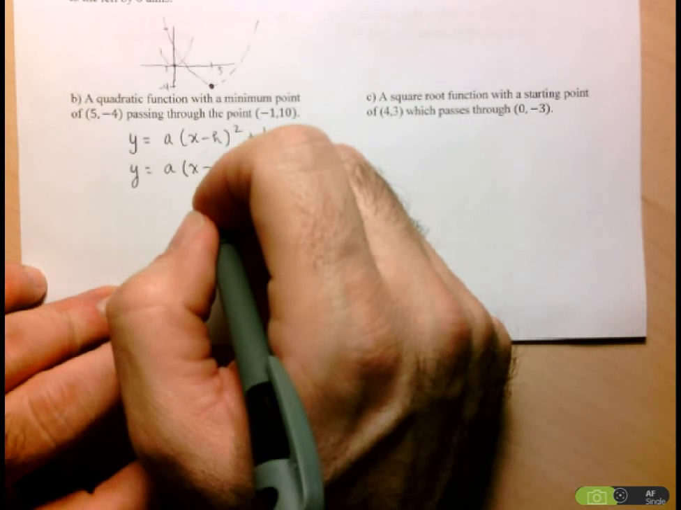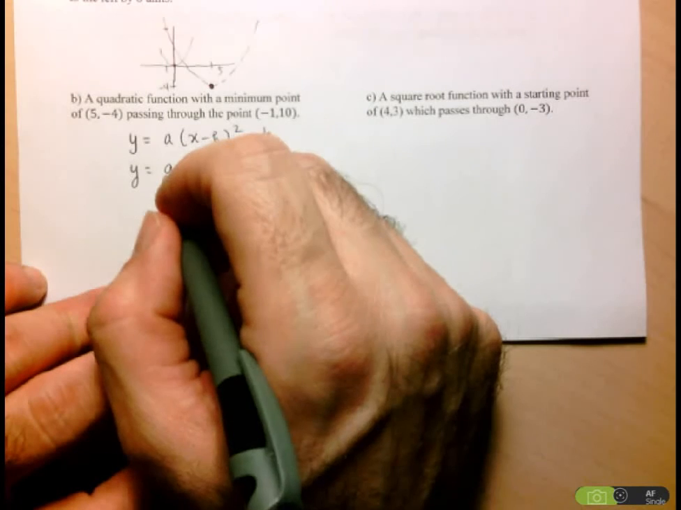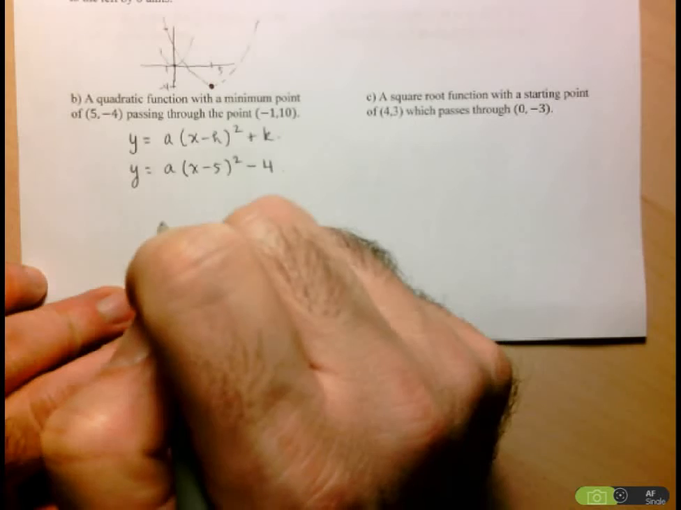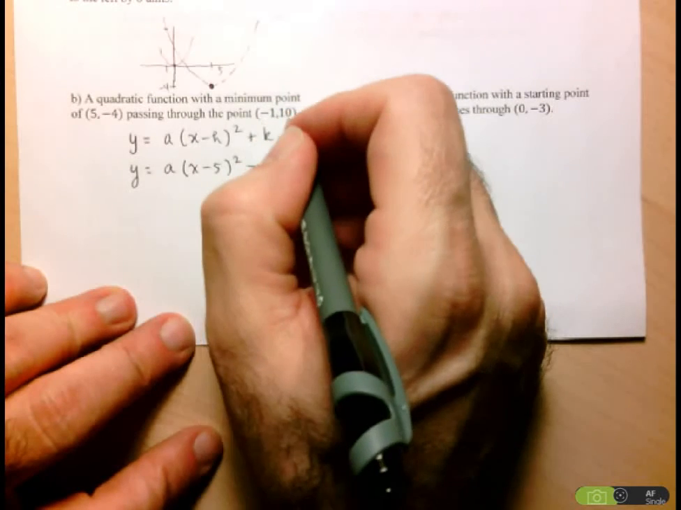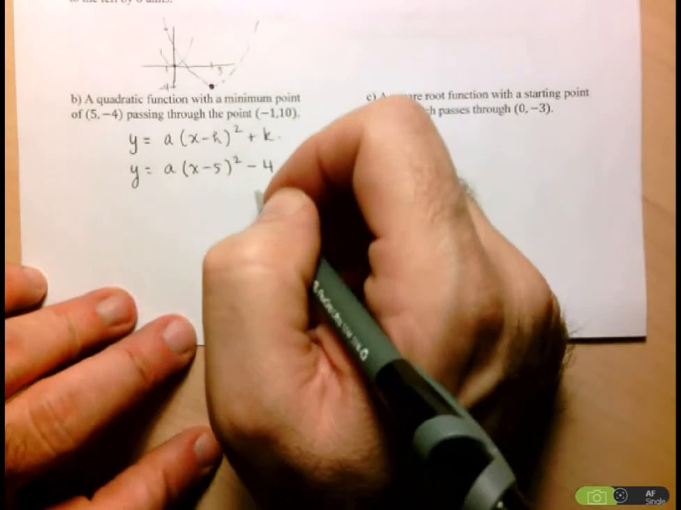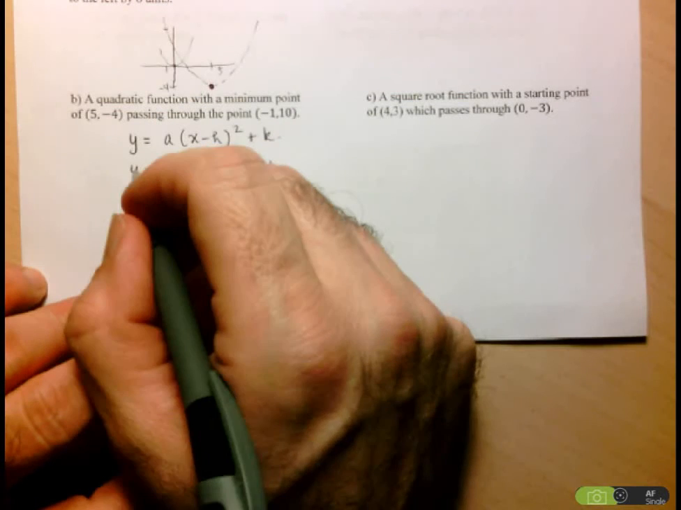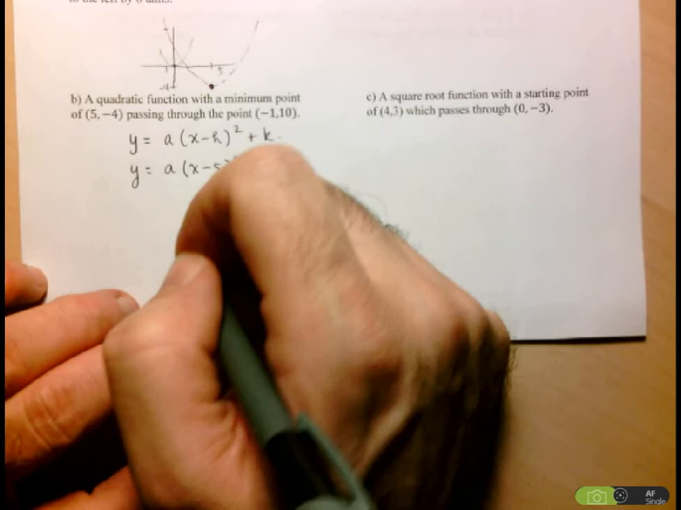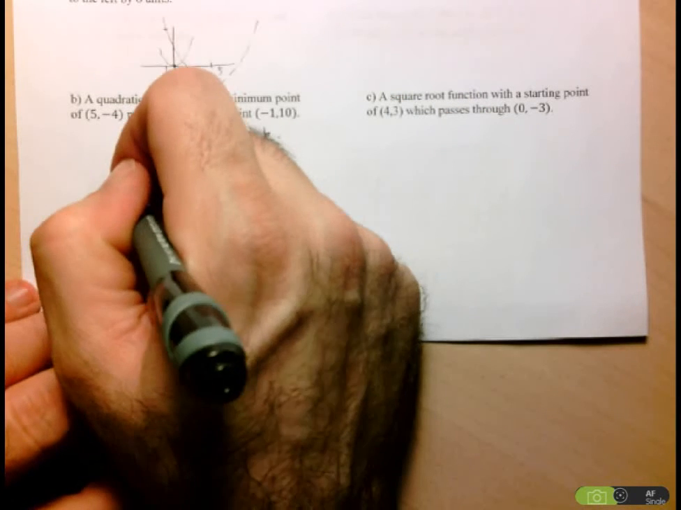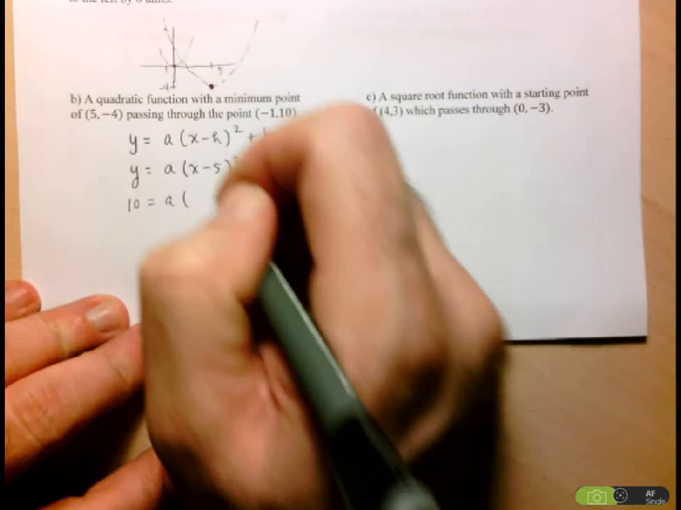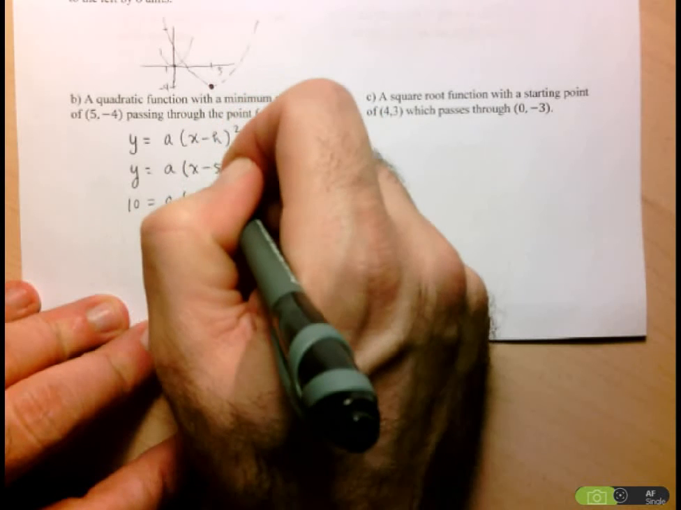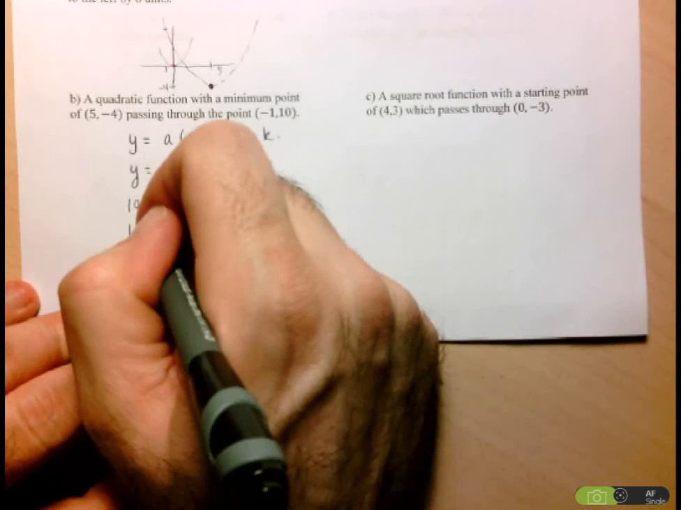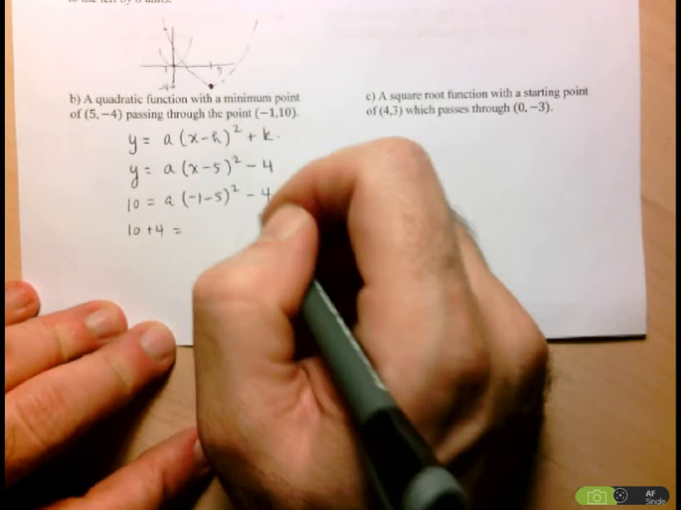Okay, so now in order to find the a value, I need to use the other information that's given. I've already incorporated the minimum point into my equation. But the other thing they tell me is that it passes through the point negative 1, 10. So I can input x equals negative 1, y equals 10, and then the only thing I'll have left is my unknown a, so I can solve for it. So I'll input y equals 10. Okay, let's input x equals negative 1.